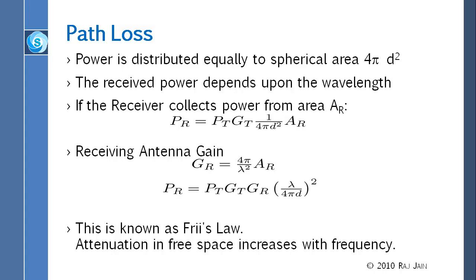G_T is the gain of the transmitter. If the transmitter is such that instead of sending it all over equally, it sends in a directional way, so that there is more power going in one direction, then that is called the gain of the transmitter. So the received power is PT times G_T times A_R over 4 pi d square, but we will have to add one more, which is G_R, if the receiver is such that it can collect more.